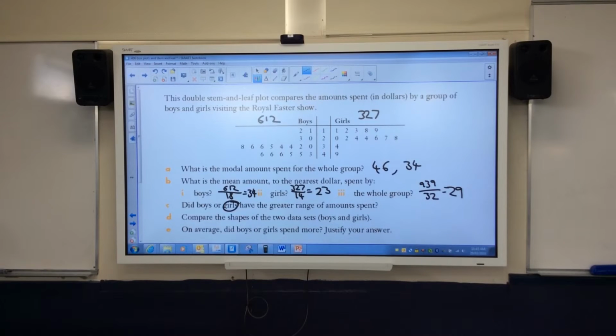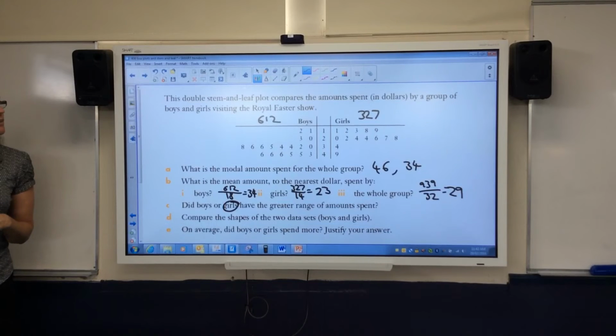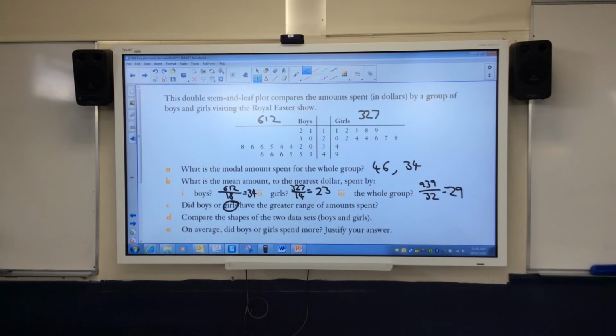Part D says compare the shapes of the 2 data sets, boys and girls. If I'm going to compare shapes, what sort of words am I looking at? Skewed, peaks, anything like that. What's a very obvious difference between the boys and the girls in shape? Positively and negatively skewed. Which one's which? Boys negative, girls positive. So you need to say girls are positively skewed and boys are negatively skewed. You need to write all that detail in there. If you get it the other way around, you don't get a mark. You must get it the right way round.